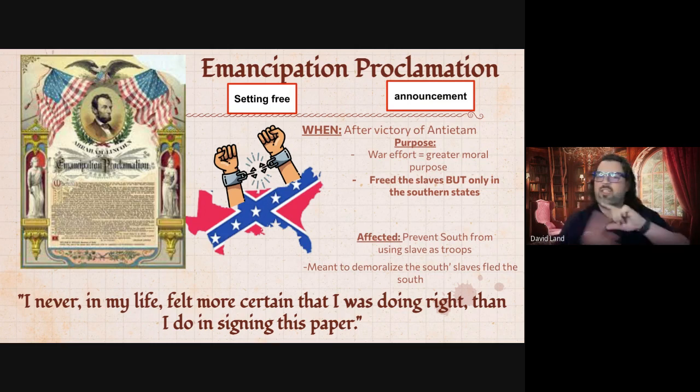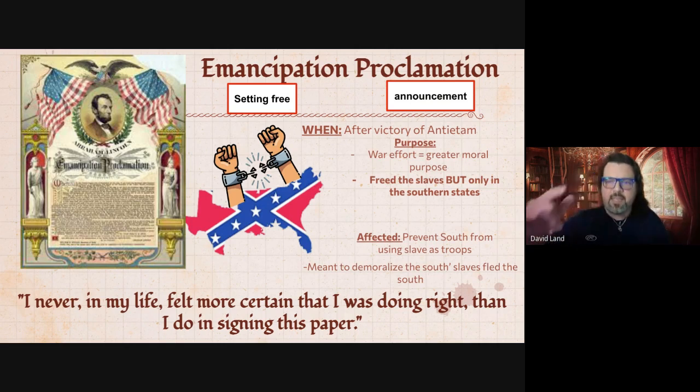This is just changing his mindset. He's not just trying to keep the Union together anymore. Now he's thinking about freeing the slaves. That's what it's going to become. And look at that quote at the bottom. I never in my life felt more certain that I was doing right than I do in signing this paper.